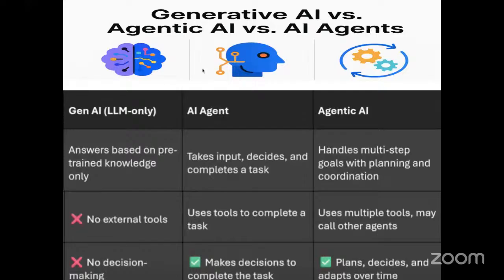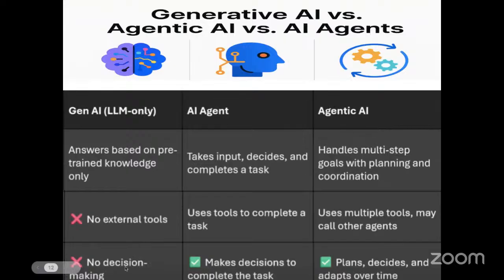Now the thing I was asking: what is the difference between generative AI, agent, and agentic AI? You can see that generative AI is more of a text-to-text thing: you are asking something, and it is giving something. It is more like pre-trained knowledge. It has something it was trained on, and it gives me an answer based on that. It has no external tool, in the sense that it is not connected to any external things.